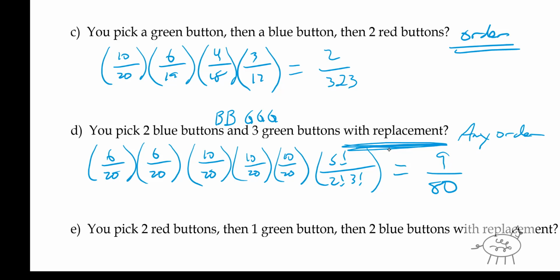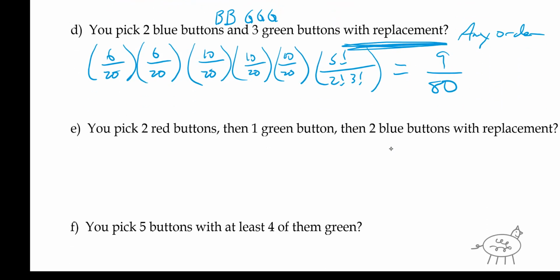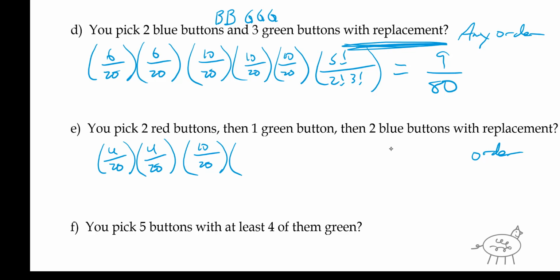Perfect. Next one here, you pick 2 red buttons, then a green, then 2 blue with replacement. So definitely in order, so it's not a word. Only when it's any order is a word. So we're going to do 4 out of 20. It's with replacement, so 4 out of 20 for the 2 red buttons, and a green is 10 out of 20. And then 2 blue, 6 out of 20, and 6 out of 20. So it's 9 out of 5,000.